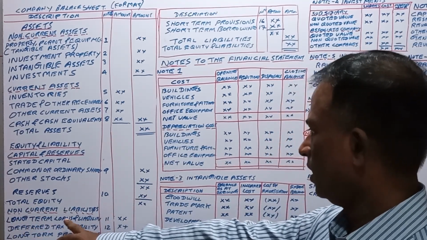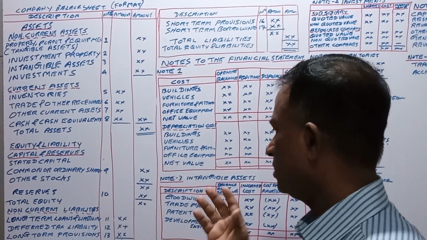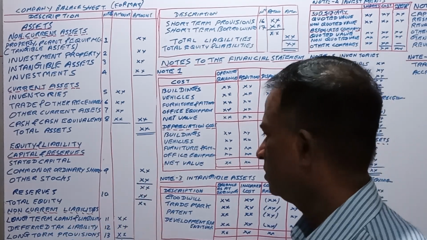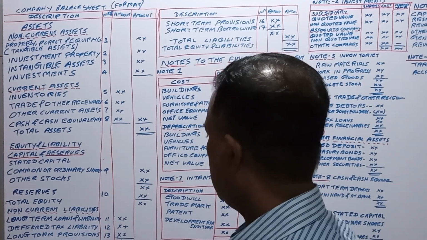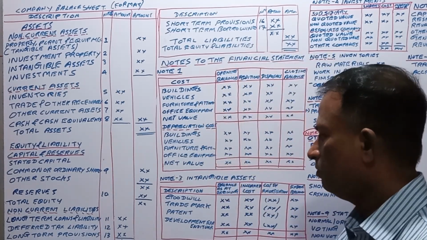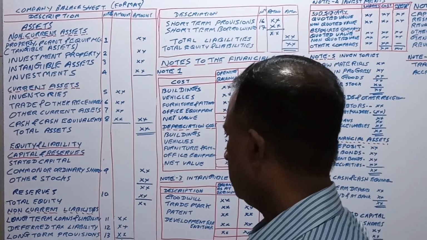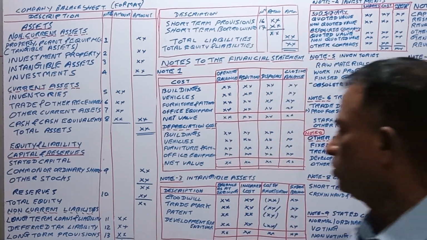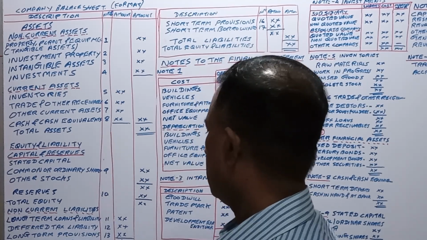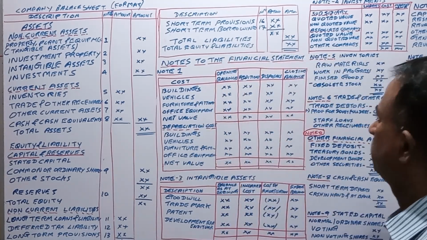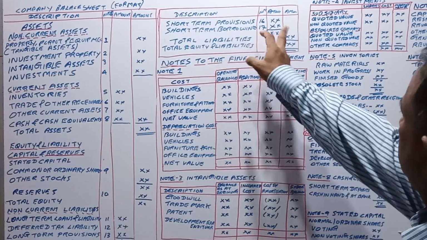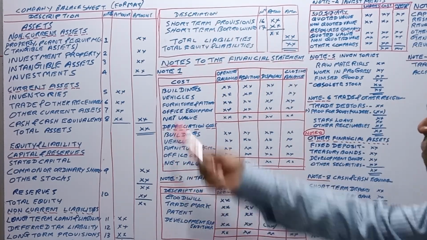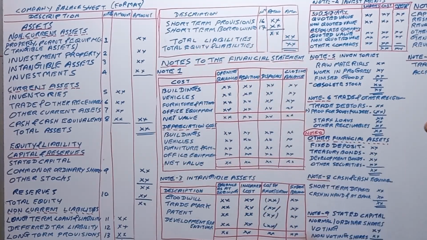Thereafter, as usual, in non-current liabilities, long-term loans and liabilities, deferred tax liability, long-term provisions, etc. Current liabilities: trade and other payables, current provisions, current portion of long-term liabilities, current tax payments, short-term provisions, short-term borrowings, everything is there, and total liabilities and total equity and liabilities.